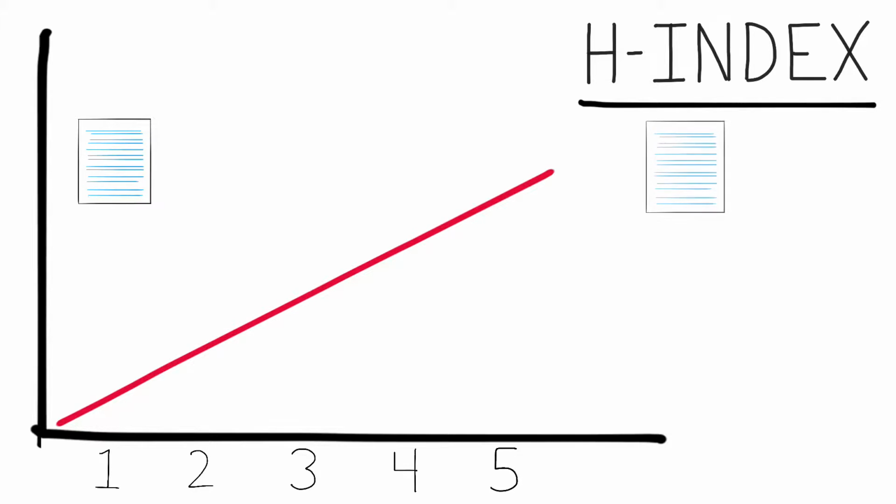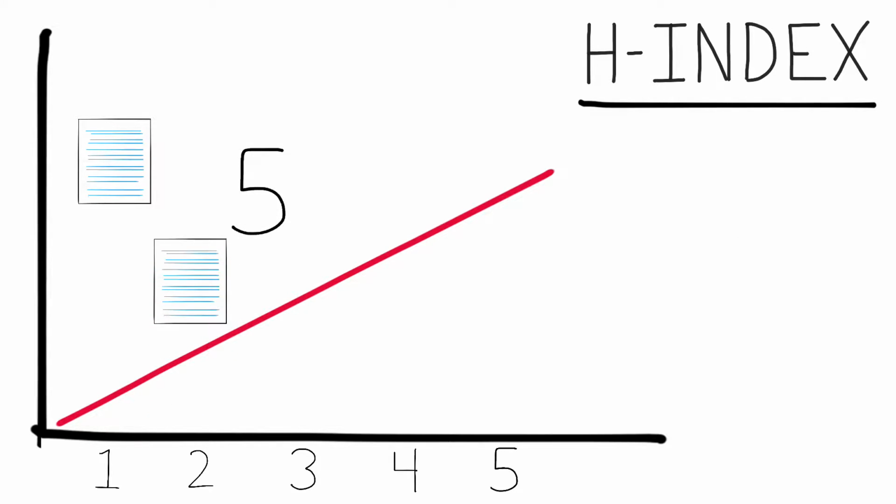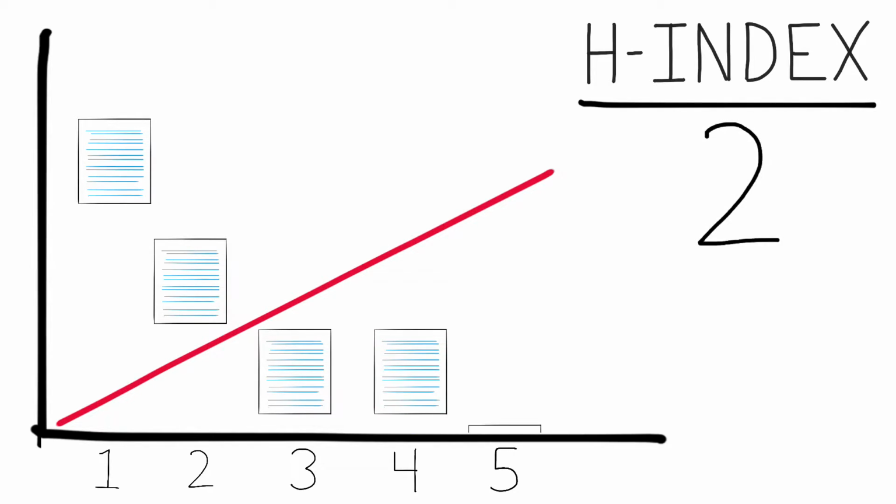So far, you have one paper that has been cited at least once, and so your H-index number is 1. Your next most popular paper has been cited 5 times. It meets the line here, and so now your H-index is 2. Your third paper only gets 2 citations, and because it hasn't reached this point yet, your H-index number remains at 2. Your H-index is a measure of where you are in time.